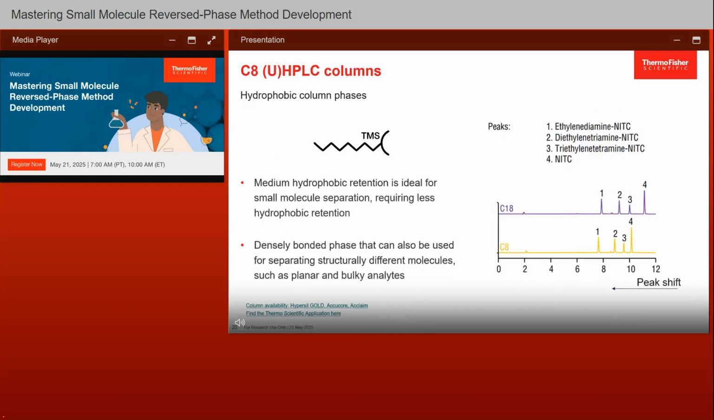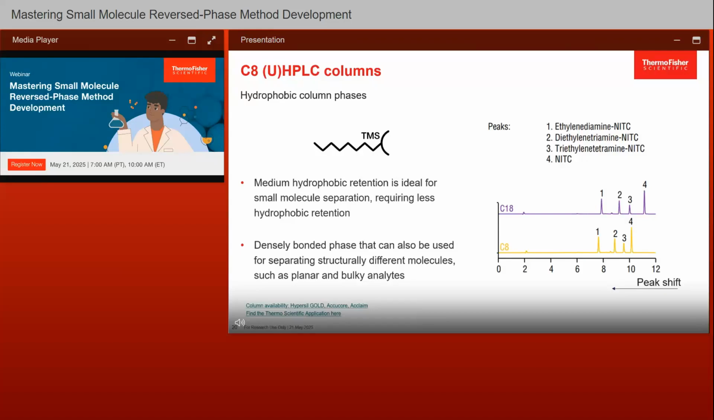There are also other hydrophobic phases with shorter chains, such as C8 or even shorter. As we move to a shorter chain ligand, the column becomes less hydrophobic, allowing the analyte to elute much earlier. This can be useful if you want to shorten the runtime of your analysis, or if you are dealing with very hydrophobic compounds that are strongly retained on the column and are quite sticky. Reducing the column surface hydrophobicity can be very beneficial in these situations.